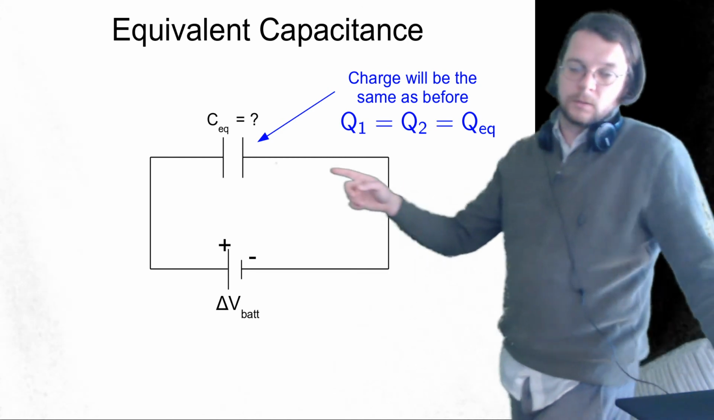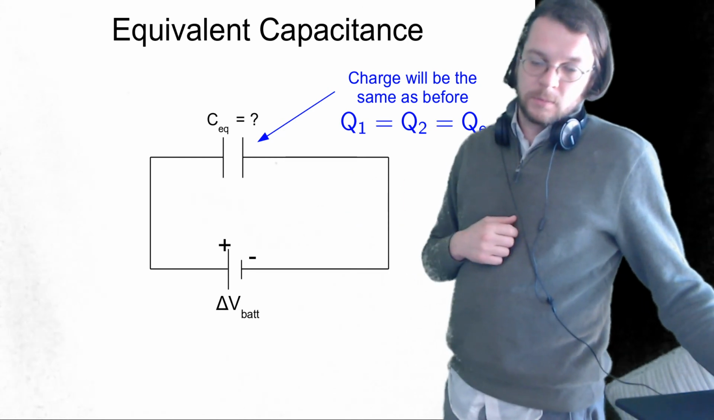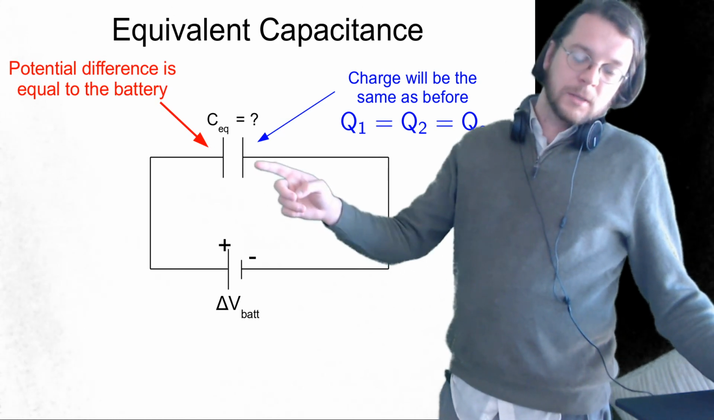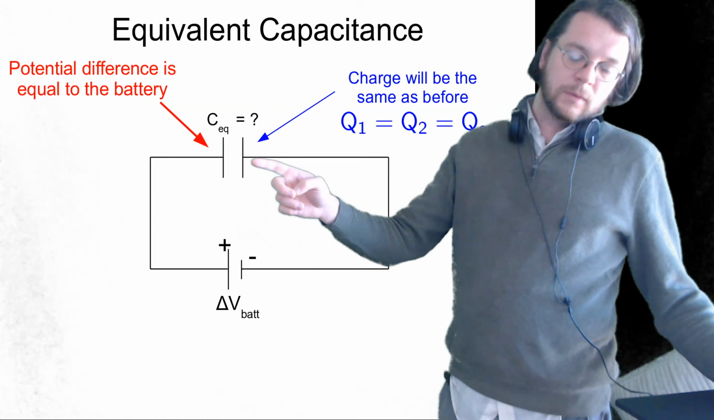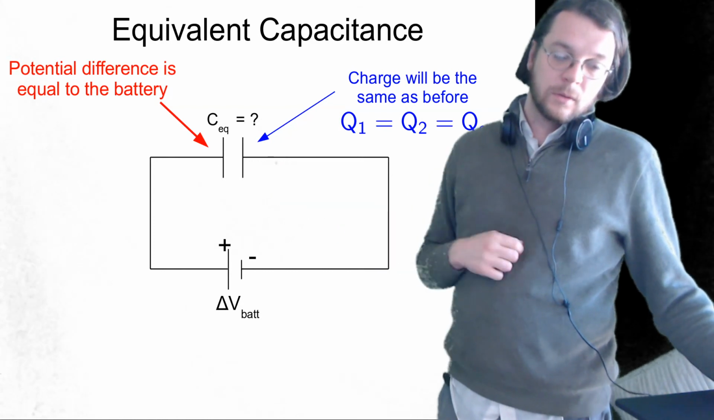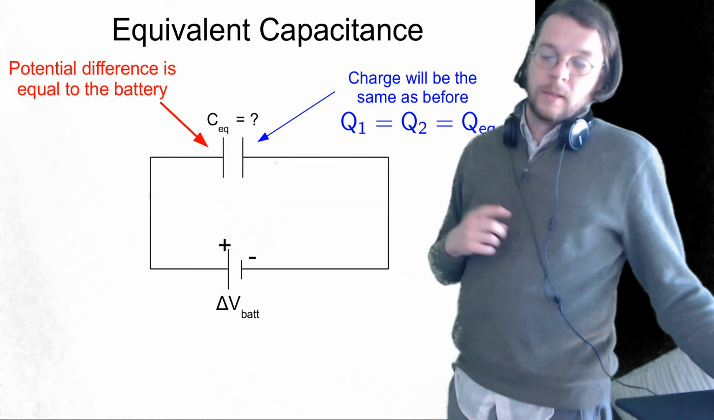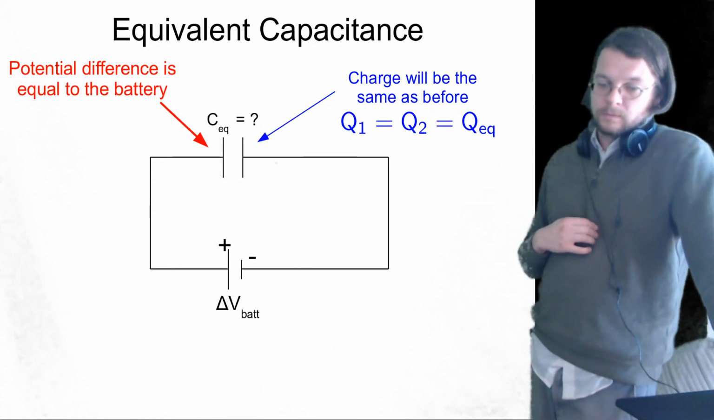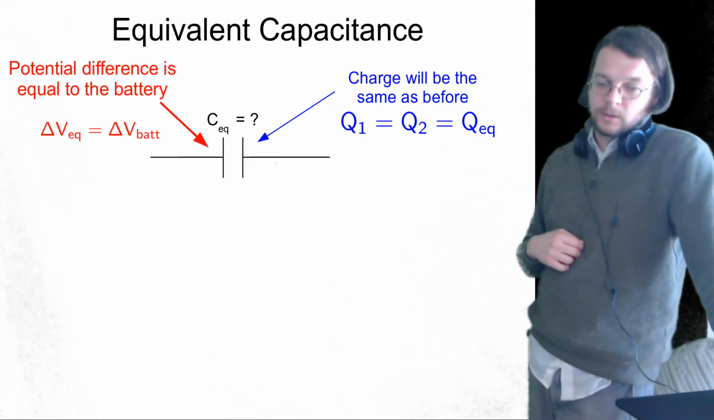Which is kind of as if that piece of metal in the middle wasn't there. So we know the equivalent capacitance, you think of it as one capacitor with the potential difference of the battery that has a charge Q on it. But we don't actually know what this Q1 is just yet.